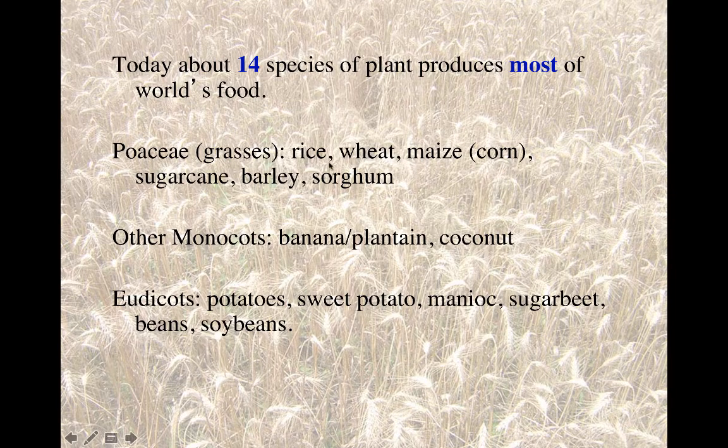So those are the main Poaceae, but we have other members of the monocot group. Okay, so Poaceae belongs in the monocots. They include banana and plantain, coconuts. And when we take a look at the eudicots, the most important one, of course, is potatoes, sweet potatoes, manioc, or yucca, sugar beet, beans, and soybeans. So those are the main ones that we use for food. And 6 of those produce 80% of the world's food. And there they are. And you can see all of these are really, really starchy types of food.